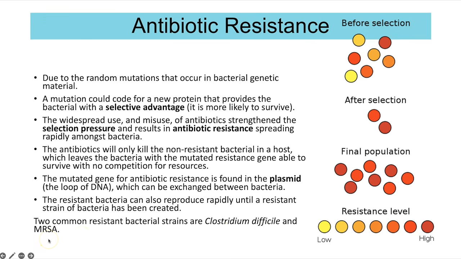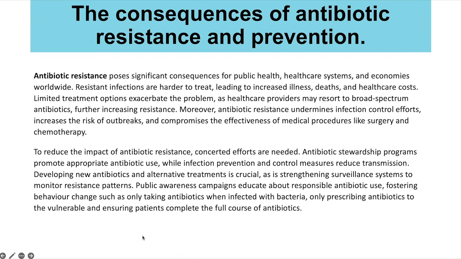Now, MRSA is actually a strain of bacteria resistant to multiple antibiotics, because once this process happened once, another random mutation happened in one of those bacteria, and this whole process happened again and again and again until you had this strain of bacteria resistant to multiple antibiotics. So the consequences of antibiotic resistance and prevention then.